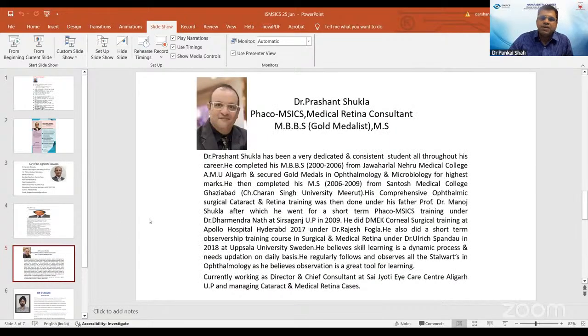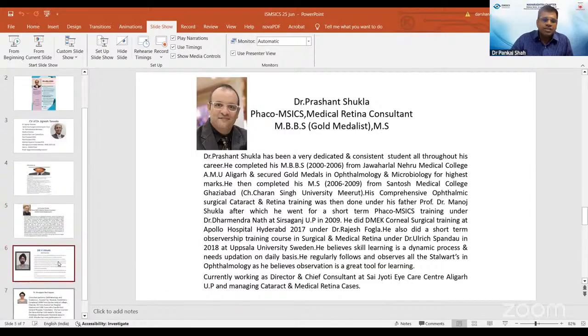Then the next speaker is Dr. Prashant Shukla. He has done his MBBS from Aligarh and PG from the University of Meerut. He has done surgical retina and training institute training. He is chief consultant at Sai Jyoti Eye Care, Aligarh, and manages cataract and medical retina cases.